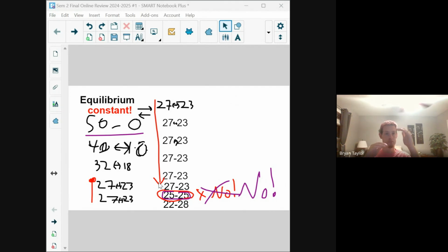Or maybe sometimes it's like this. It's like this rarely, but it can be. It's not this. This is not equilibrium. Yeah, we were equal for a second there, but it keeps changing. So you want to see the same results over and over again. 25, 27, 23, 27, 23, 27, 23, all the way down. So that is equilibrium. And again, that is constant.